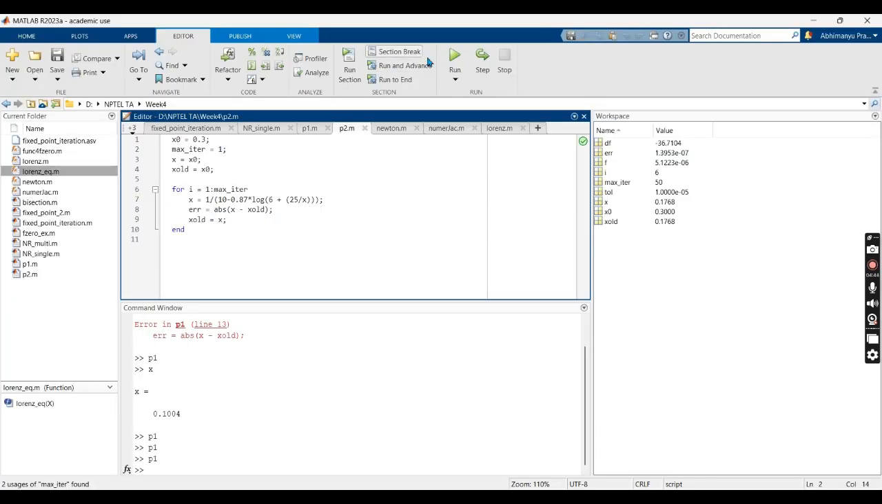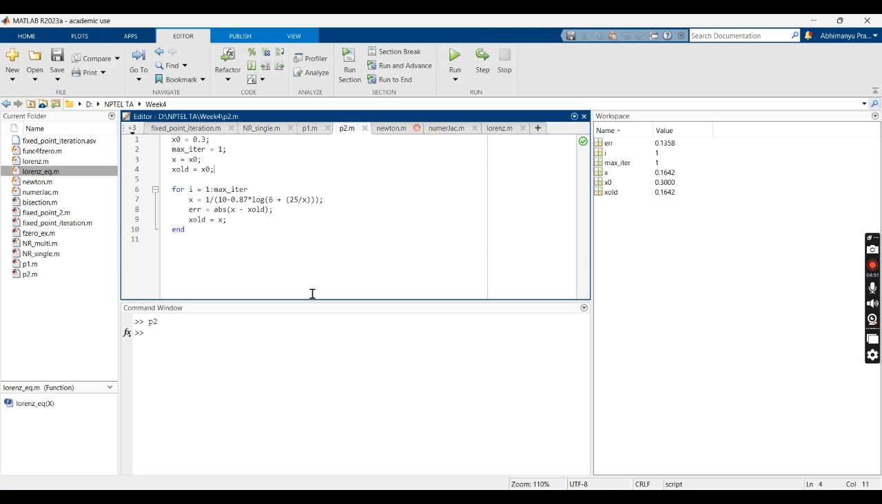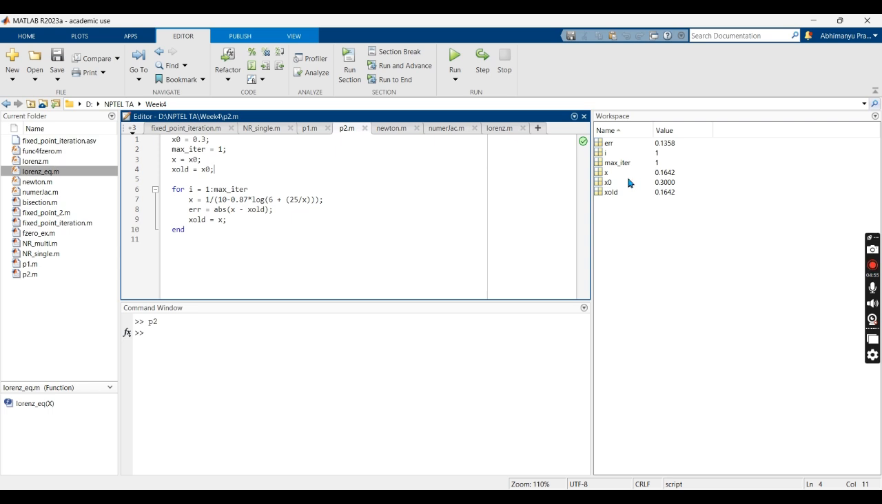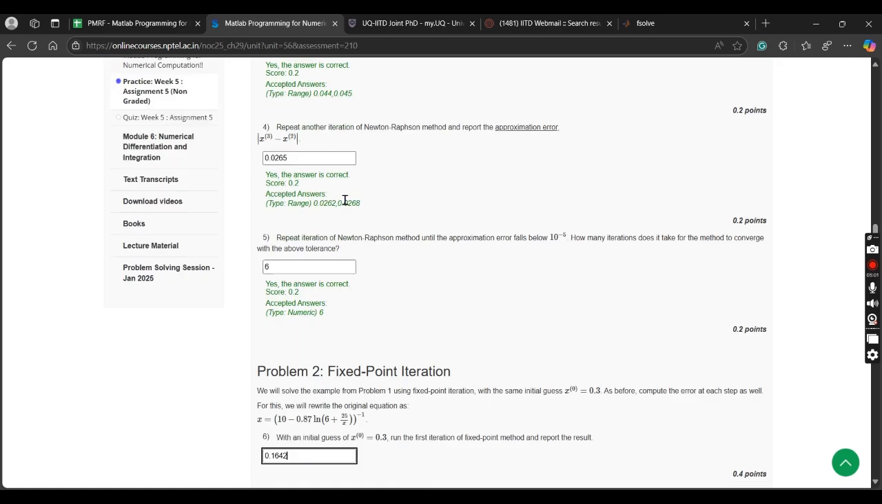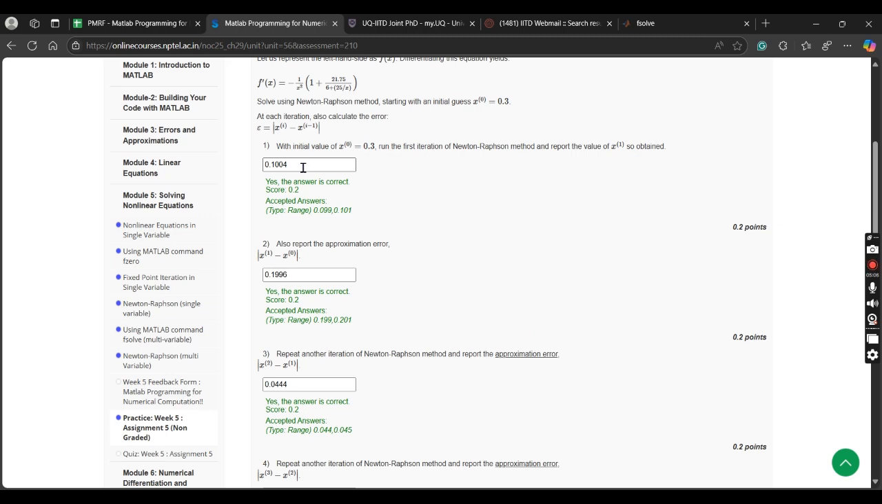So I will just run it for one iteration and I need to report the result. So I get after one iteration 0.1642. Okay. So this is different than what we are getting using Newton-Raphson, right? We are getting a value which is much smaller.